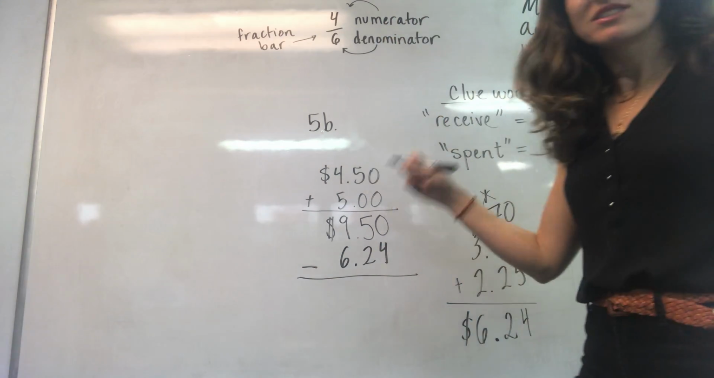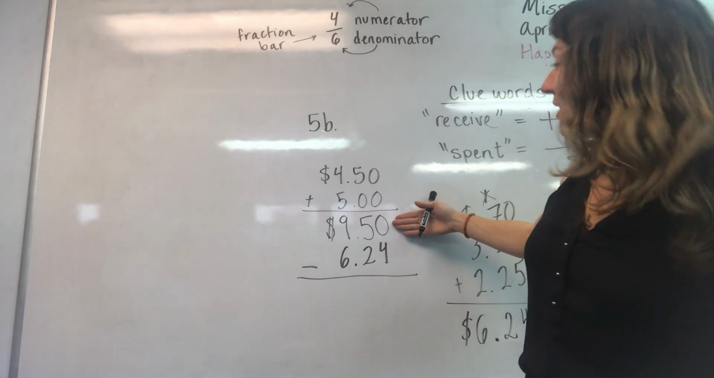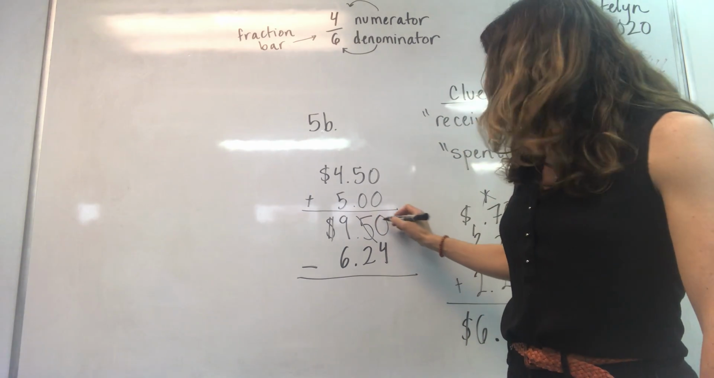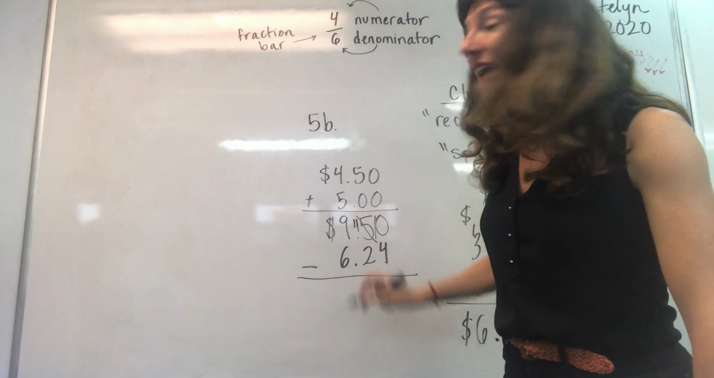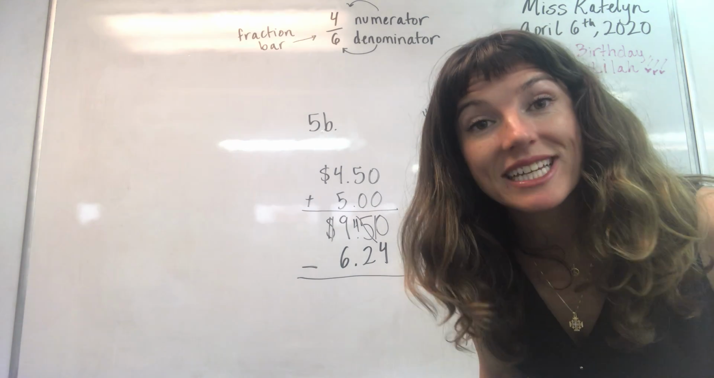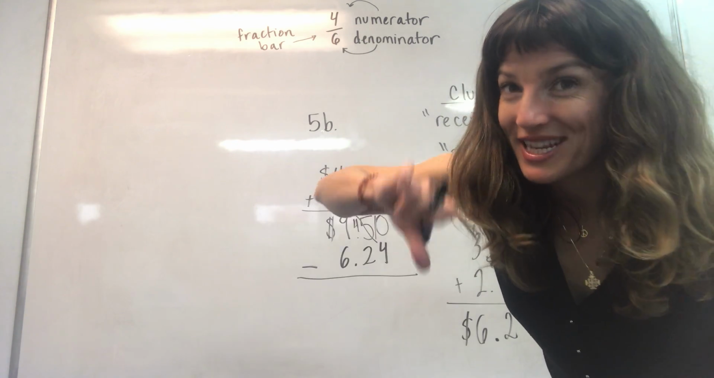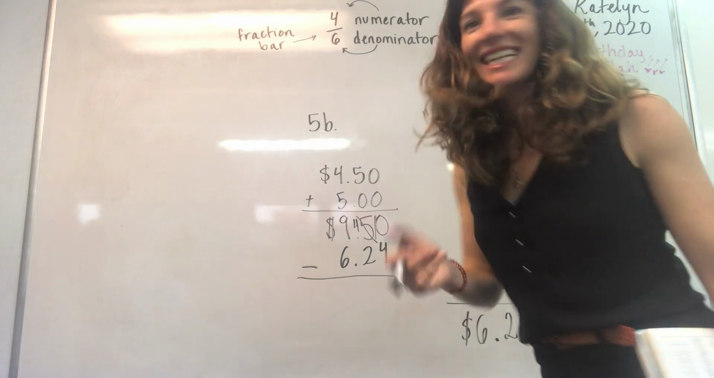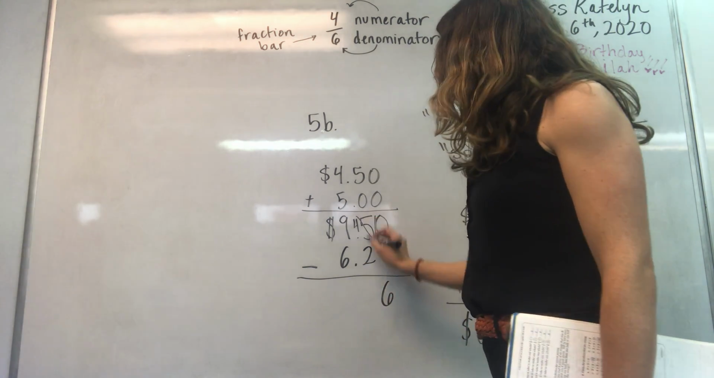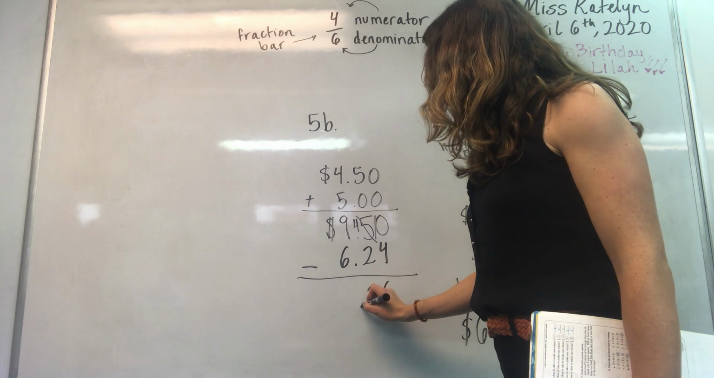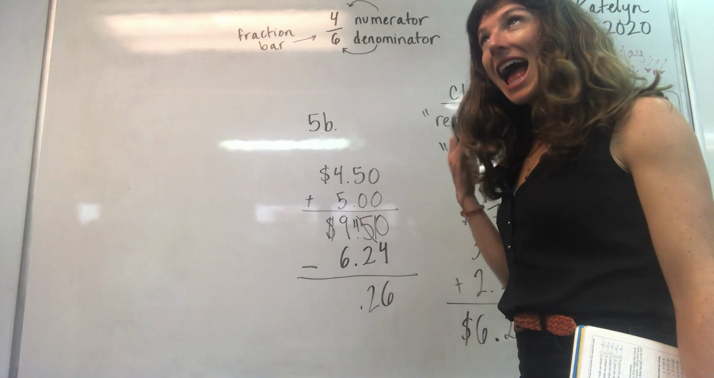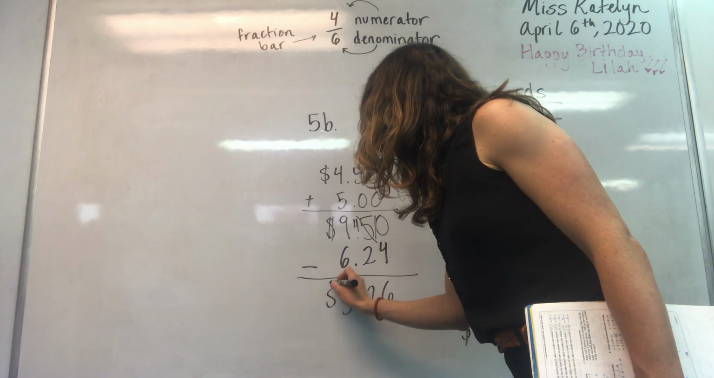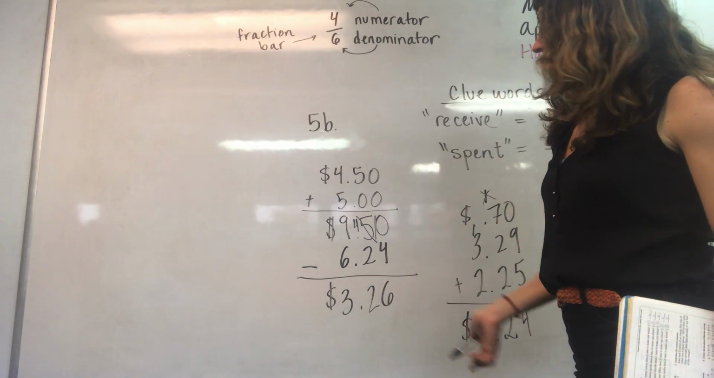0 minus 4 can't be done. What? Because the top number is smaller than the bottom one. So I borrow from the 5 and turn it into 10 ones. Boom. The 5 becomes a 4. Please be really careful that when we borrow, we make sure the number goes down. 10 minus 4 is a 6. 4 minus 2 is 2. And 9 minus 6 is a 3. Here we go. And bring down that decimal point and dollar sign, $3.26.